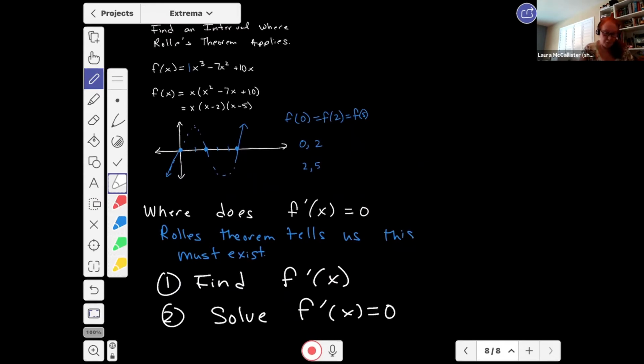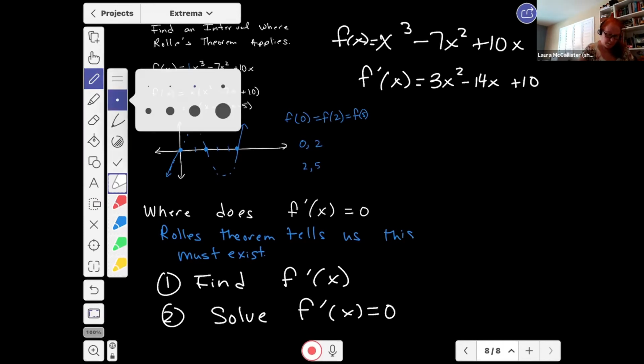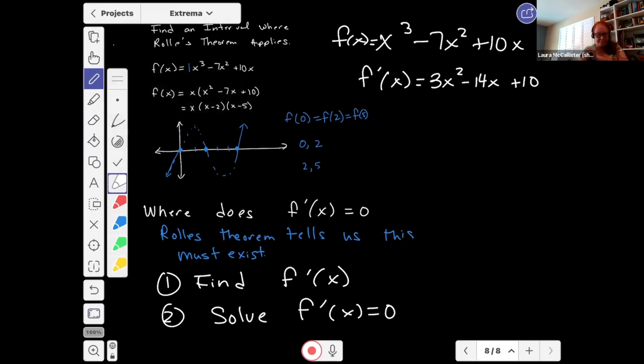All right, so what did we start with? We started with x to the third minus 7x squared plus 10x was f of x. So the first derivative then is just using the power rule. We get that to be 3x squared minus 14x plus 10. And no, it does not factor.